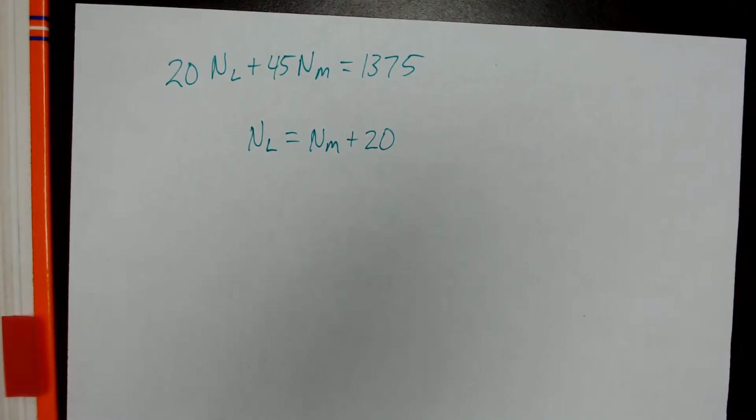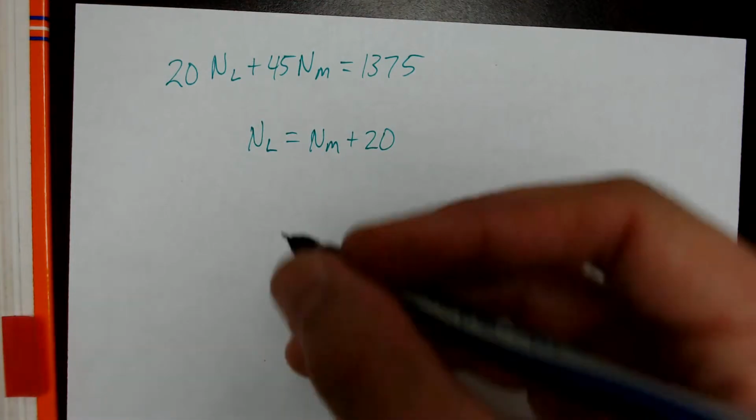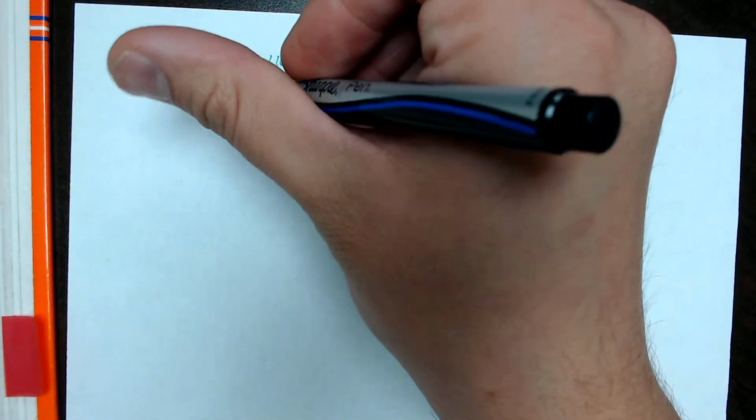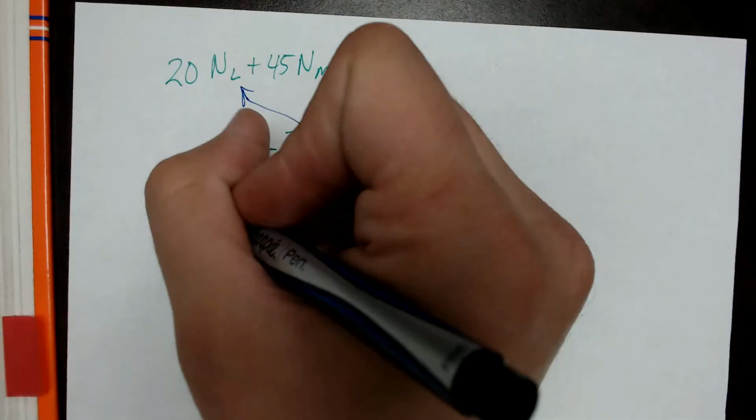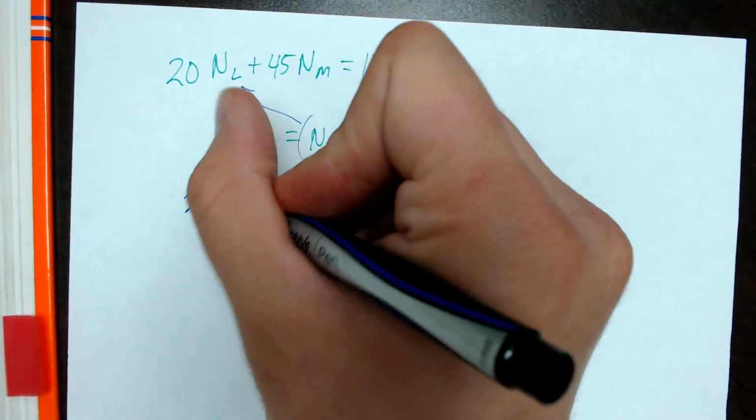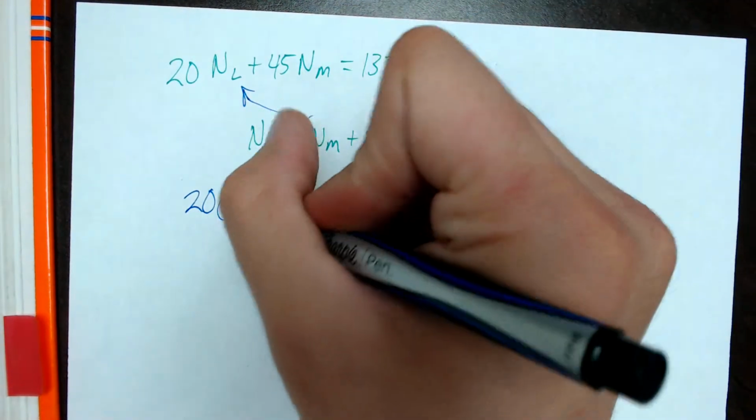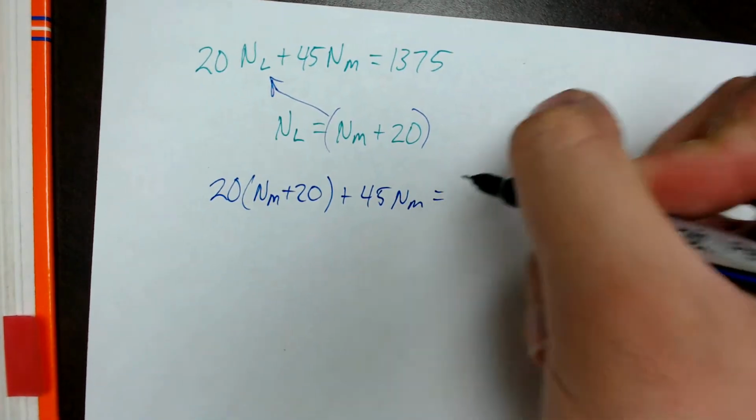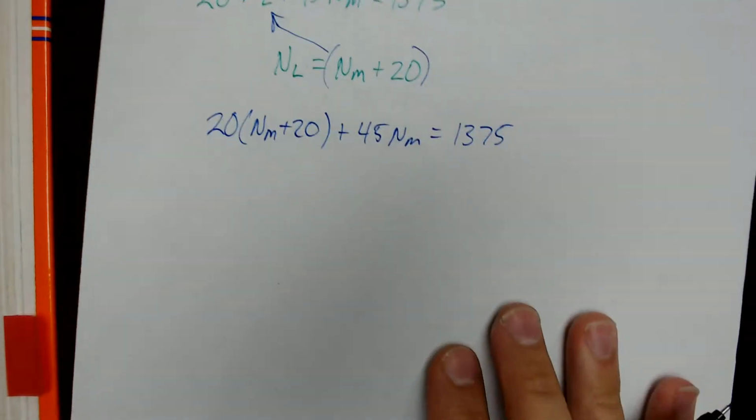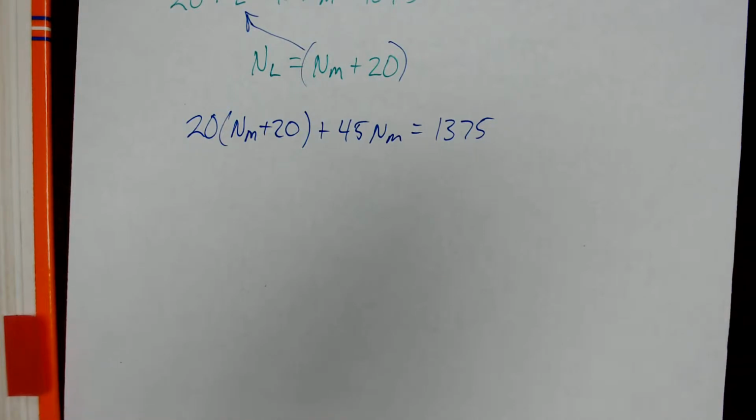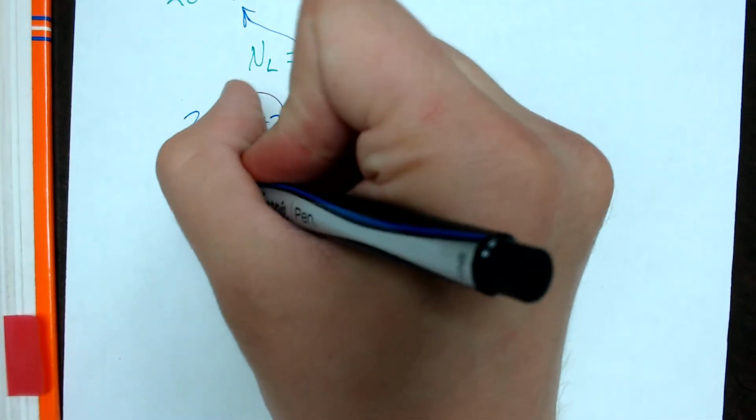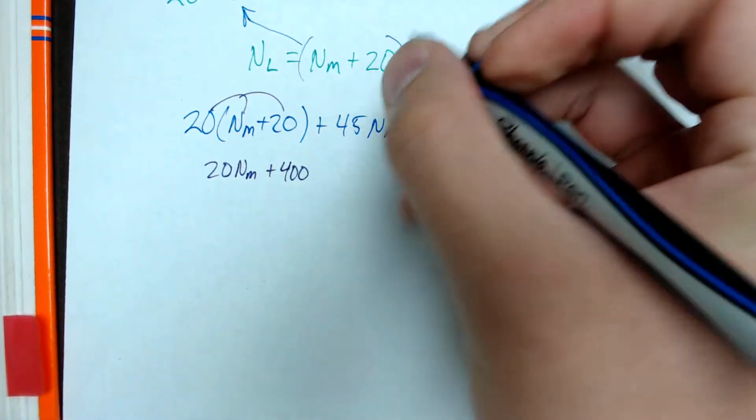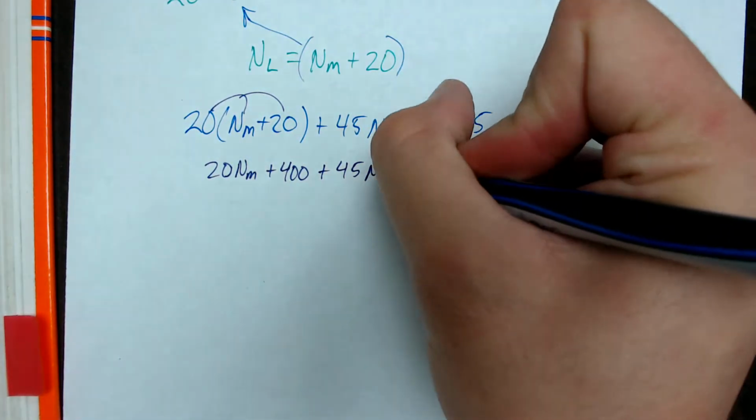Now, you should be able to tell we're going to solve this through substitution. If number of less expensive equals n sub m plus 20, I can take that and plug it in to this equation right there. So I'm going to do that, and I'll rewrite it down here. When I substitute, I have 20 times n sub m plus 20 plus 45 n sub m equals 1375. Now to keep solving, I need to distribute or rewrite my problem. So 20 times n sub m plus 20 times 20 is 400 plus 45 n sub m.